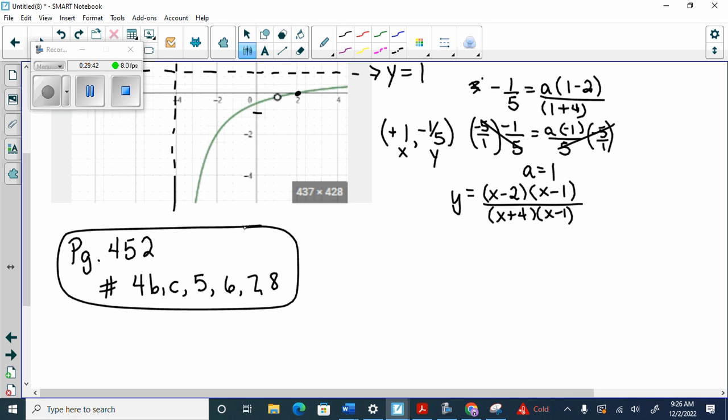7 and 8 are the ones where they give you information and you have to make the equation. 7 and 8 are ones that people struggle on the most, so try them out. On 8, I just want you to do B and C. 5 and 6 are matching. Can't really shorten it.